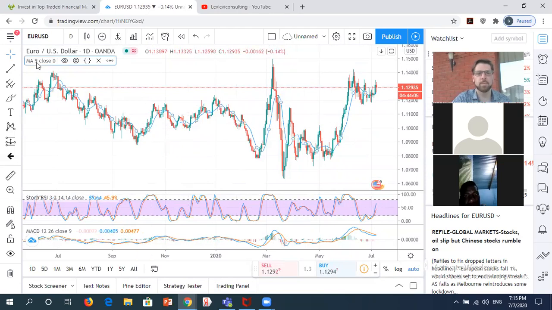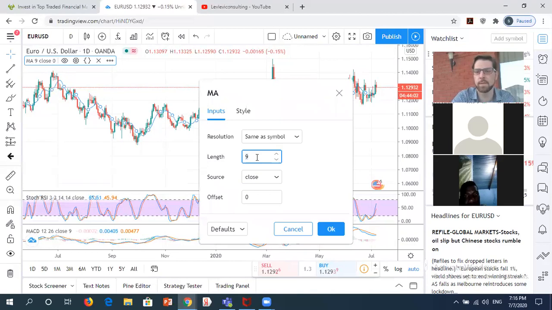So moving average can be different. It can be 10 days, 15 days, 20 days, 50 days. Usually traders use 10, 20, 50, 100, or 200 moving average. Let's use 50.